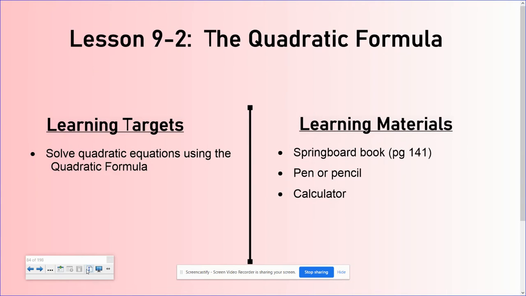All right, guys, so in activity 9-2, we're going to be using the quadratic formula. So we're going to solve quadratic equations using this formula. So we are going to start on page 141. Let's go ahead and get started. You will probably want a calculator today also, just so you know.